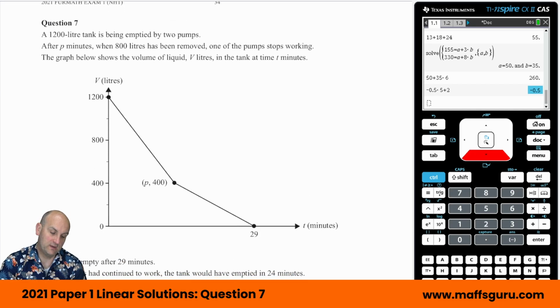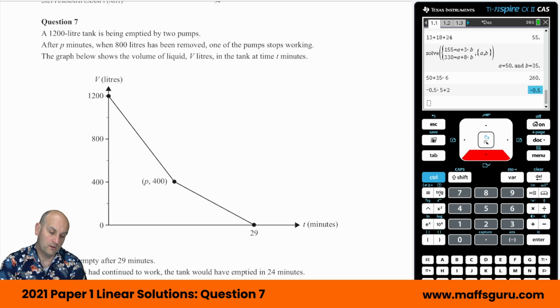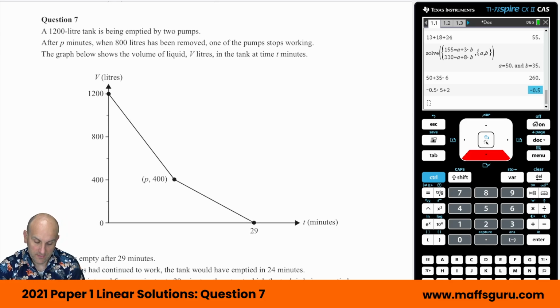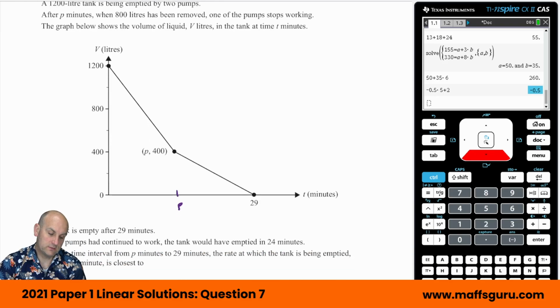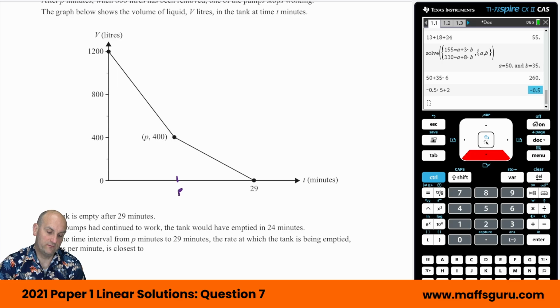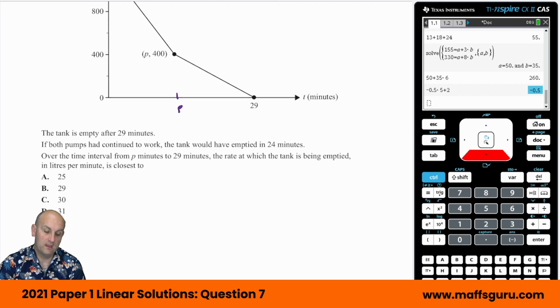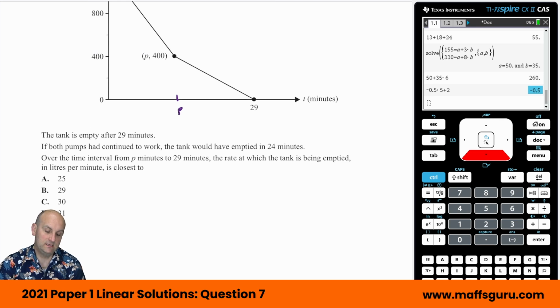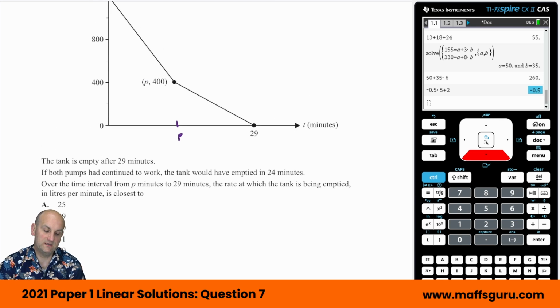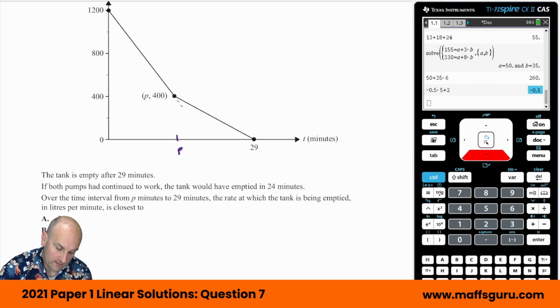1,200 litres, right. After P minutes. So I'm just going to write P here. Stop working. The graph below shows the volume of liquid V litres in the tank at T minutes. The tank is empty after 29 minutes. If both pumps had continued to work, the tank would have emptied in 24 minutes. So what that means is, if that had continued like that, this point there would have been 24.